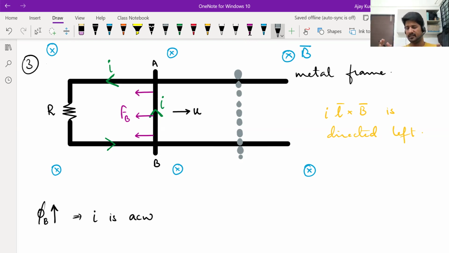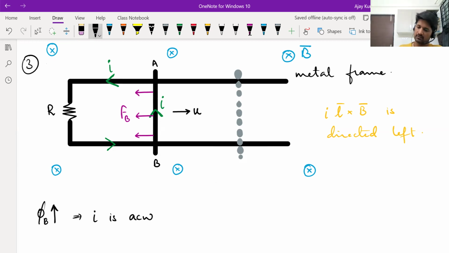As the rod slows down, the rate at which area expands will also decrease. As the rod goes from here to here, the area expands. But initially, area will be expanding faster because the speed is more initially. But as the rod slows down, area won't expand that fast. That means the rate of change of flux won't be that high, the induced EMF won't be that high, and the current won't be that high. Current will decrease. So speed decreases, current decreases, both will become 0 at one point.